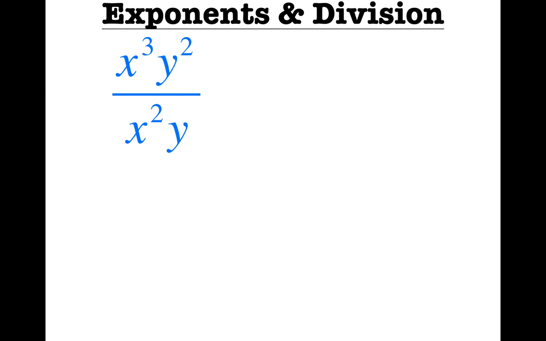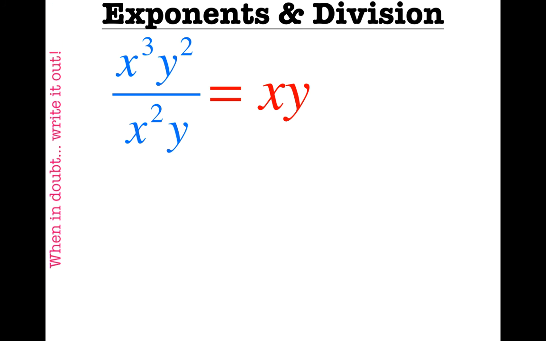All right. What if we do have some different variables, but we have some same variables too? Okay, take the ones that are the same and subtract their exponents. So x cubed on top minus x squared on bottom. 3 minus 2 is 1. And with the y's, you have a 2 on the top and there's an invisible 1 on the bottom. So 2 minus 1 is 1. So really there's just x to the first, y to the first. It's just xy. Should we write it out just to show you why?